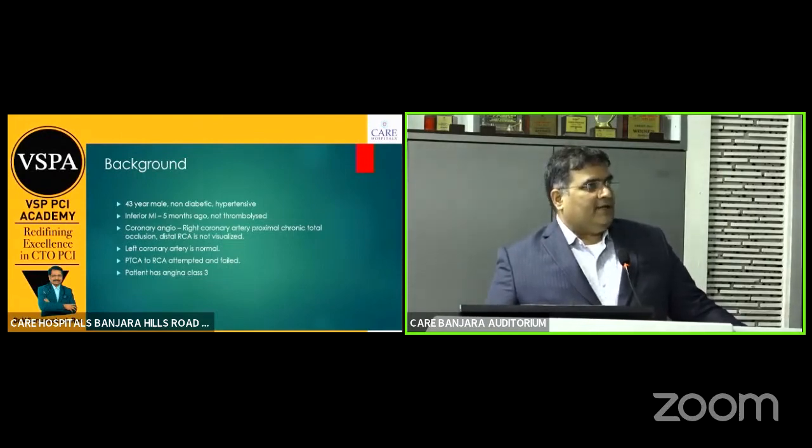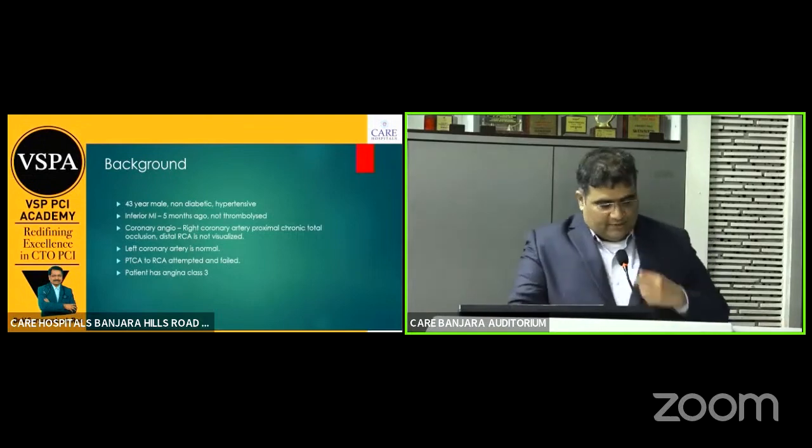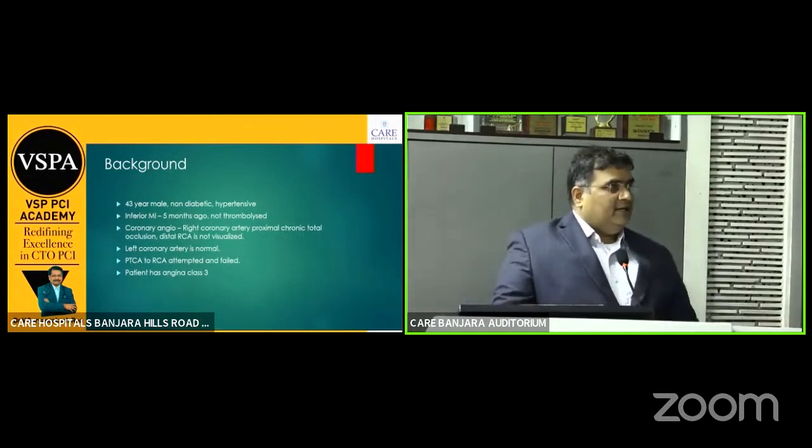The first gentleman is a 43-year-old male, hypertensive, who had an inferior myocardial infarction, and the right coronary artery had a proximal chronic total occlusion, and the distal right coronary is not visualized. The left coronary is normal. The right coronary angioplasty was attempted elsewhere and has failed. Patient had angina.